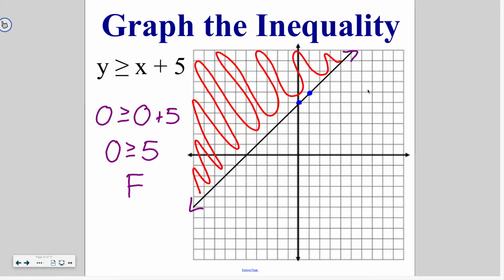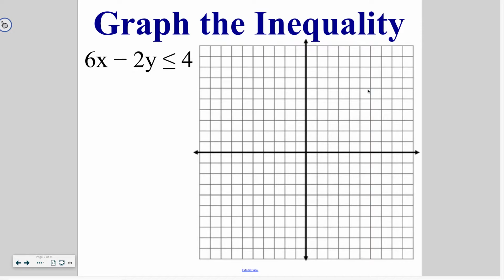So when we graph, we start at up 5 and then we're going to go up 1 and to the right 1. It is a solid line because we have greater than or equal to. When we plug in 0, 0, we end up with 0 is greater than or equal to 5, which is a false statement. So we're going to shade on the left side of the line this time. If you have questions about that, let me know when you get to class.